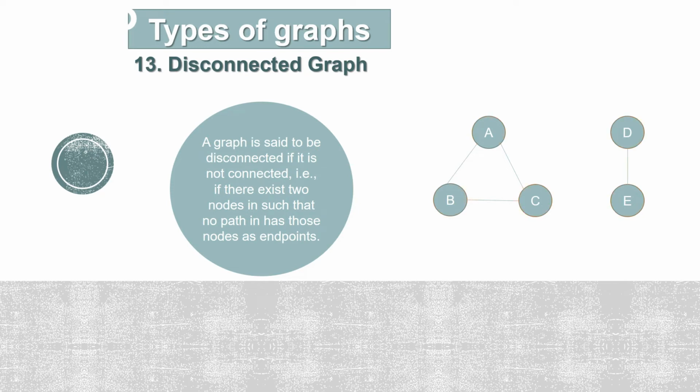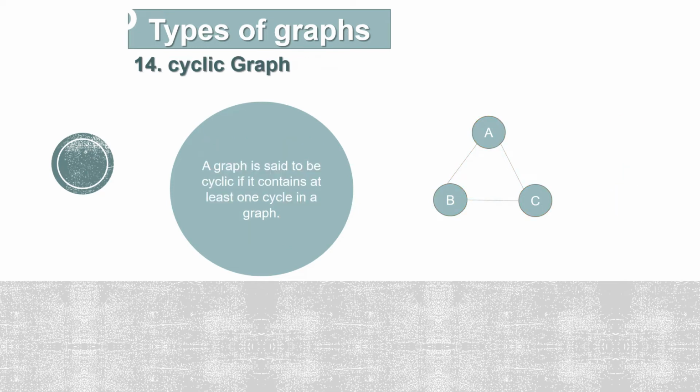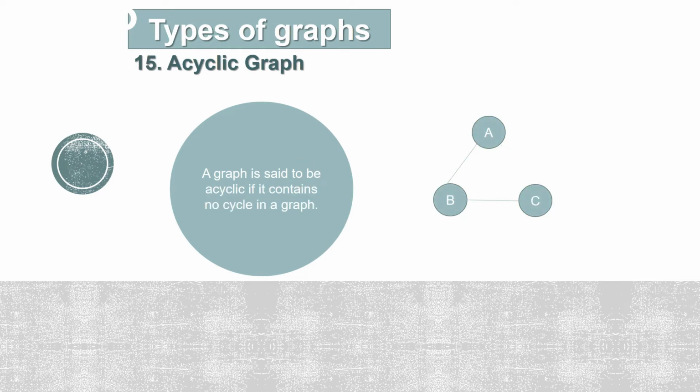A graph is said to be disconnected if it is not connected, i.e., if there exist two nodes that are not joined by a path. A graph is said to be cyclic if it contains at least one cycle in a graph. A graph is said to be acyclic if it contains no cycle in a graph.